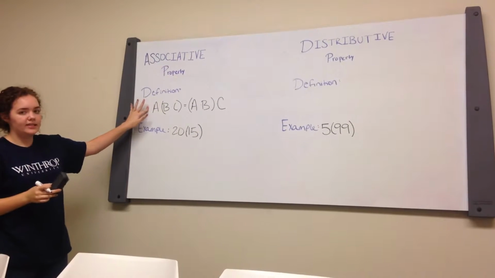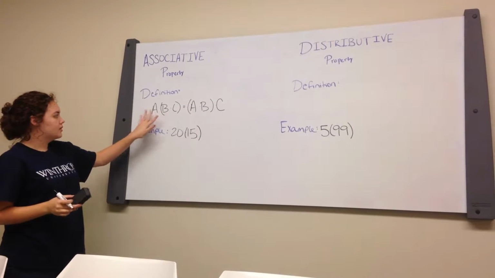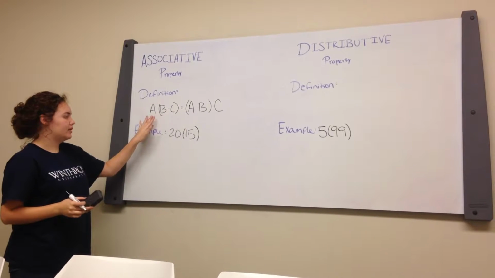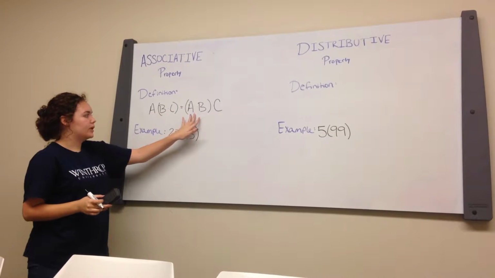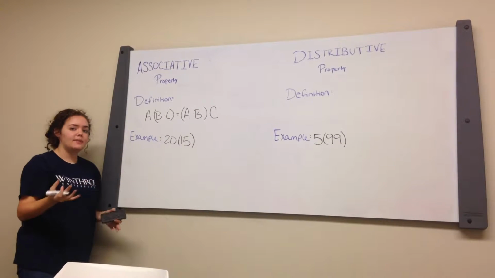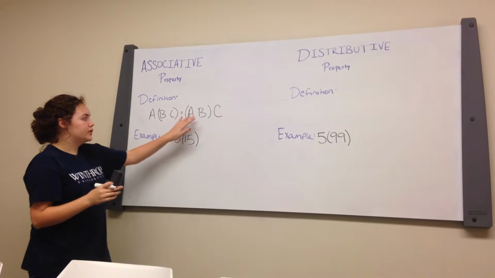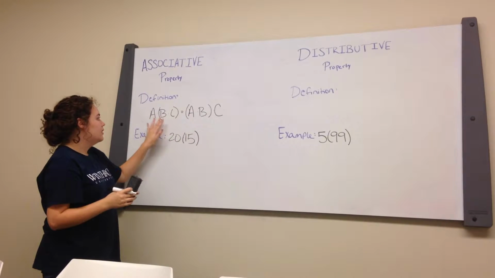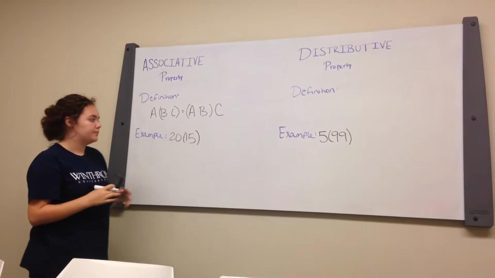So what happened here with this definition is A and B were regrouped together. So instead of B times C, we're going to do A times B first. So what this means is that it doesn't matter what order we multiply in. So I can do it B times C or A times B.